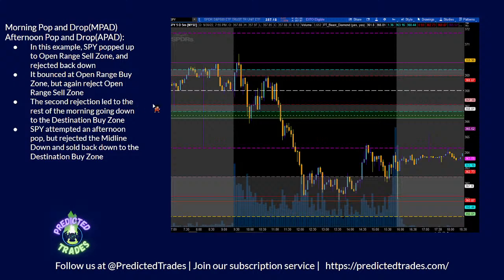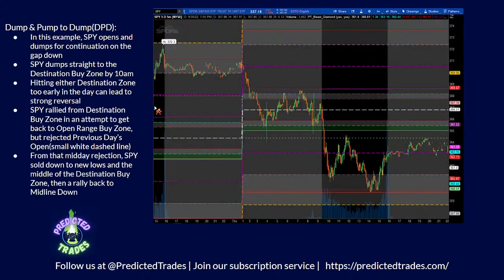So, the next trade setup is the dump and pump to dump. Basically that's where we open, we dump very quickly to our outer destination buy zone. We bounce from there to try to get back to our open range buy zone. We reject the previous day's open, and we fall back down. So we dump and pump, trapping everybody long just to dump again for new lows.